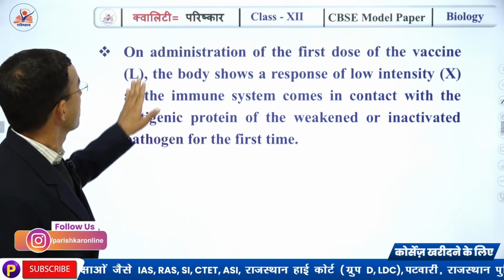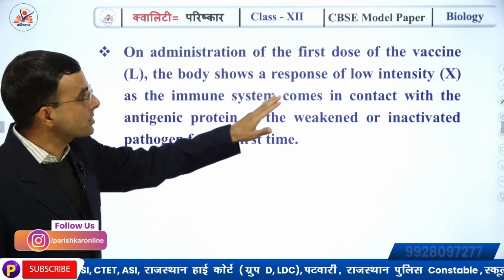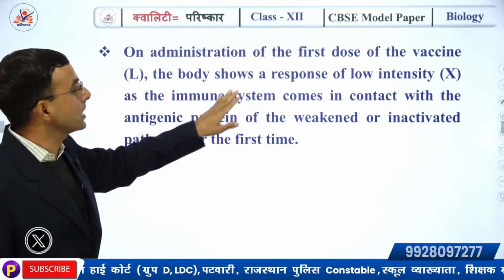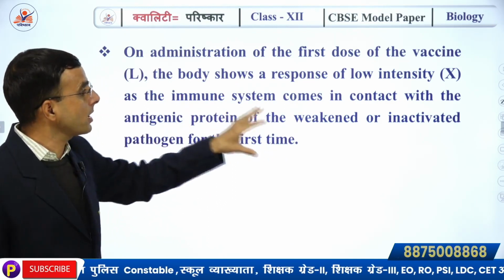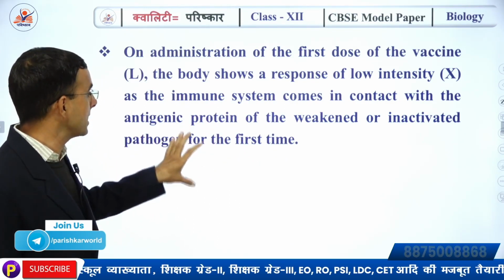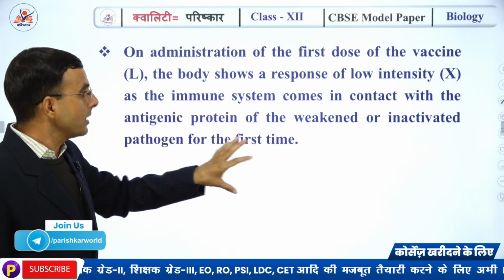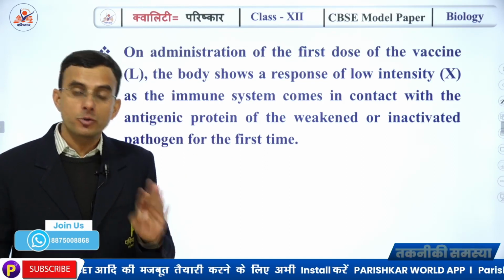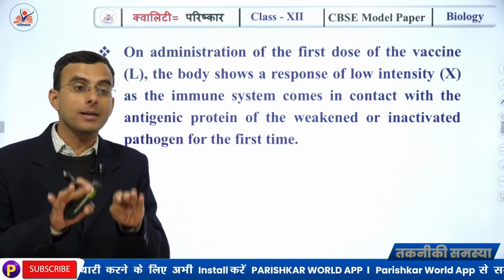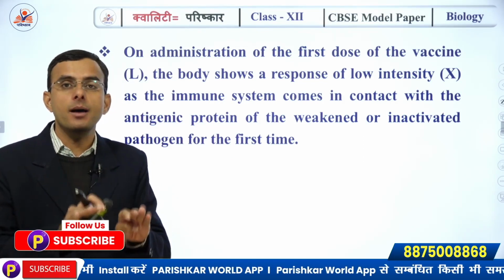So look at this one. On administration of the first dose of the vaccine, the body shows a response of low intensity as the immune system comes in contact with the antigenic protein of the weakened or inactivated pathogen for the first time. So they are coming in contact, they are identifying this one, they are forming the antibody.